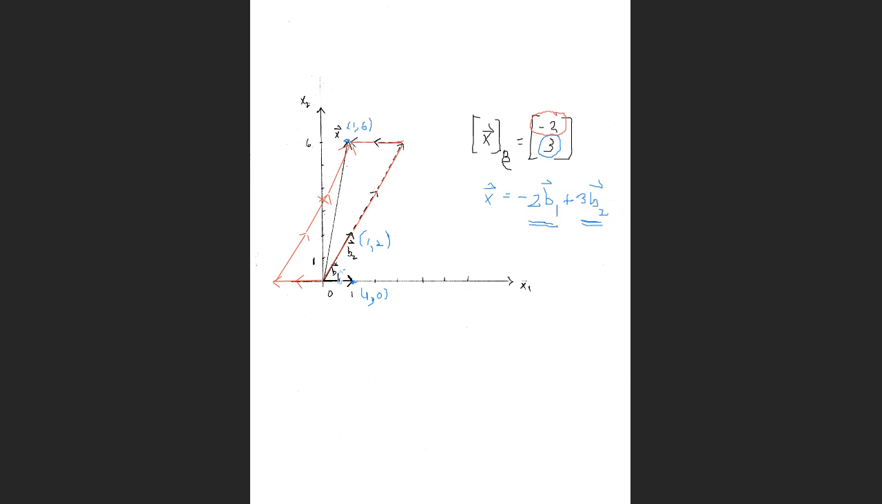All right, so a little bit on notation here. Thank you, Binyam. We can think about the vector (1, 6) as equal to -2 times (1, 0) plus 3 times (1, 2). That's -2 times b1 plus 3 times b2.